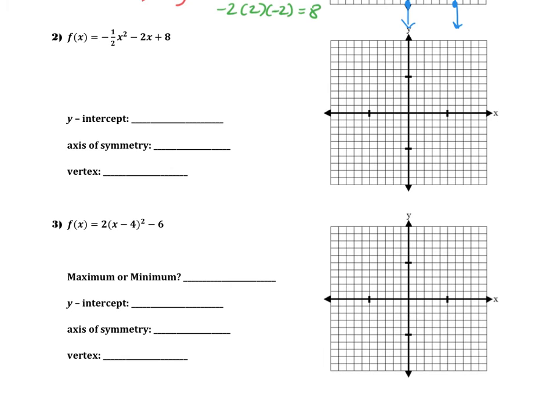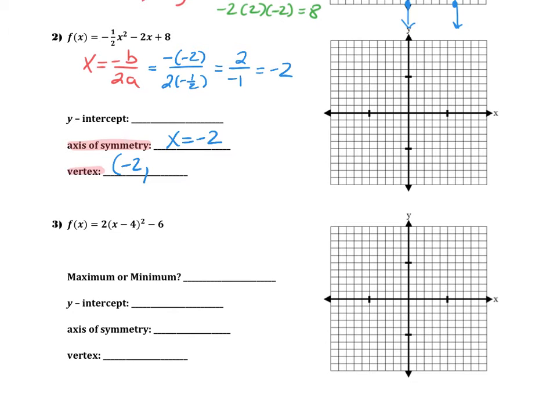Our second equation was in standard form. When we have an equation in standard form, we're going to use our little formula, opposite b over 2a. This is going to help us find the x of symmetry as well as the x of the vertex. So when I do that for this equation, it's going to be the opposite of negative 2 over 2 times negative a half. So I'm going to have positive 2 over negative 1, which will give me an x of symmetry of negative 2 and an x of my vertex of negative 2.